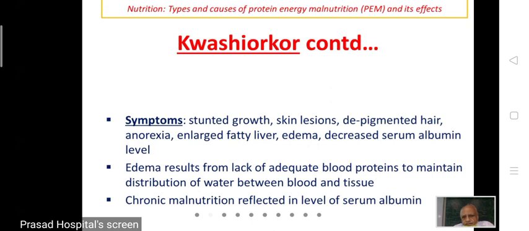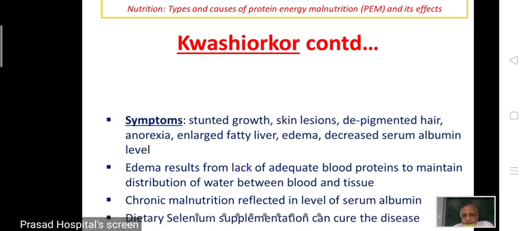Chronic malnutrition is reflected in the level of serum albumin. As I told, albumin is synthesized in the liver. So if you don't have proper intake of protein, chronic malnutrition will be seen, and this can be reflected in terms of serum albumin level.